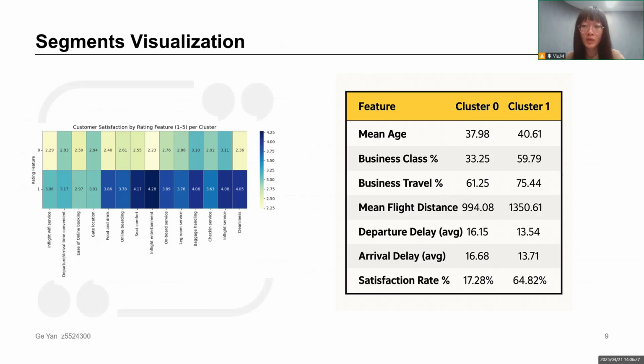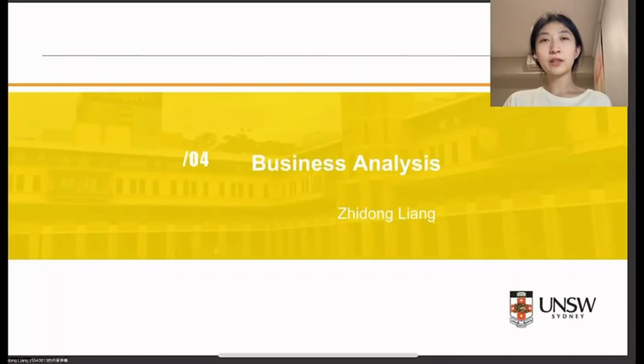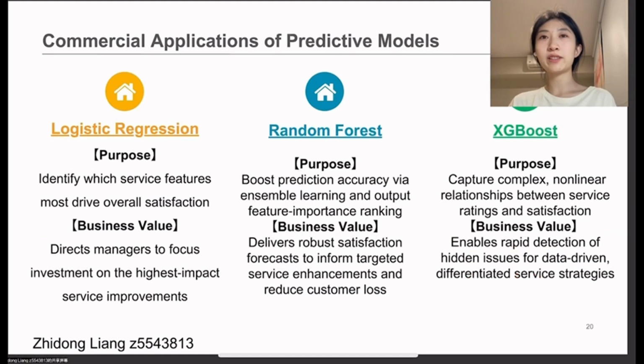So also we can see that there are some improvements. For example, when departure delay and arrival delay are less, maybe the cluster will be more satisfied. So this is our performance and importance analysis, and that's my part. Thank you very much. Now let's look at how each model translates into real business impact.